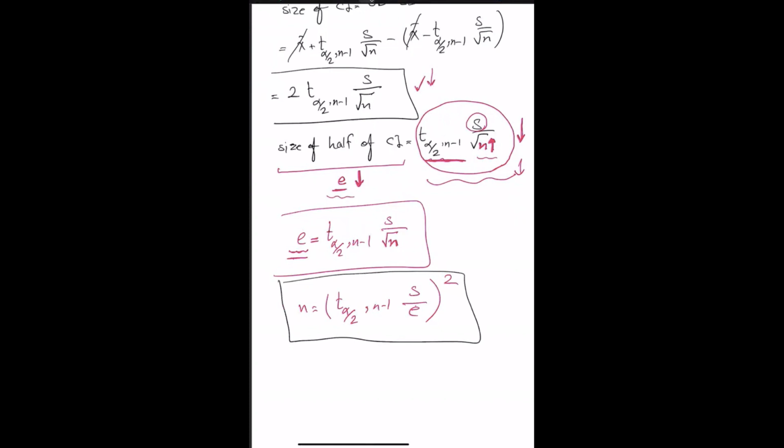So if you give me the desired size for the half of the confidence interval, I can tell you, using this formula, what should be the number of replications, or the size of the sample, to get me close to this desired size for the confidence interval. Now let's go back to the example that we had and see how we can use this formula to find out the right number of replications that can get me a desired size for the confidence interval, or for the half of the confidence interval.